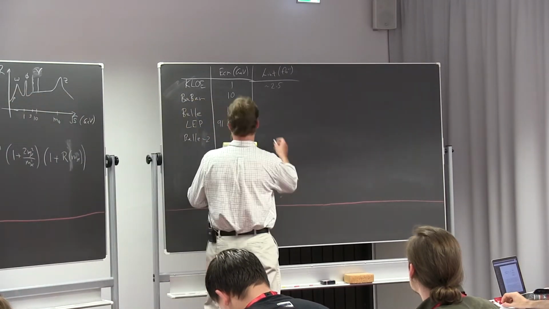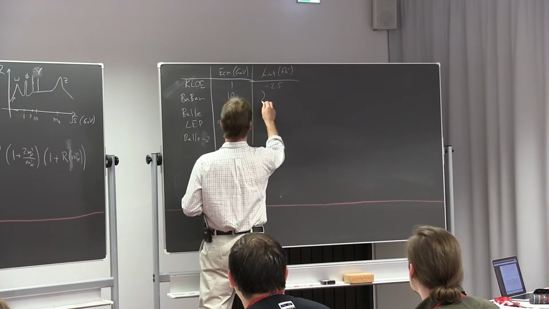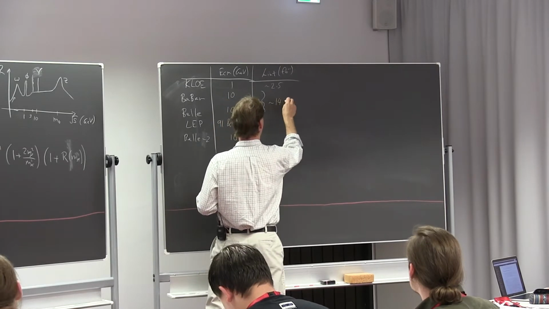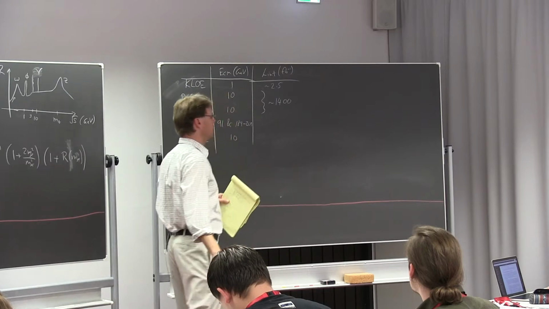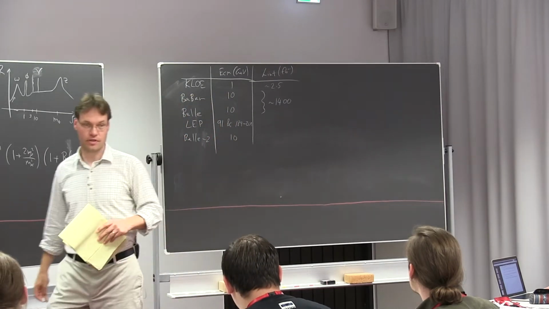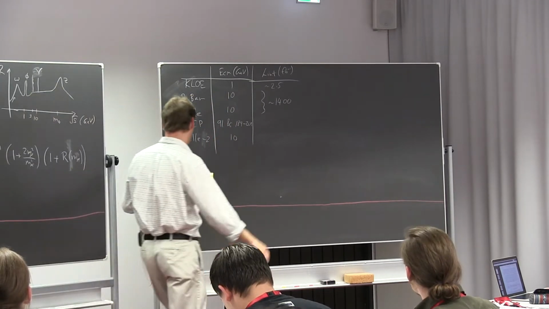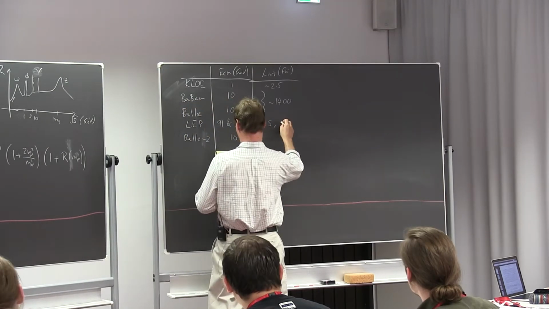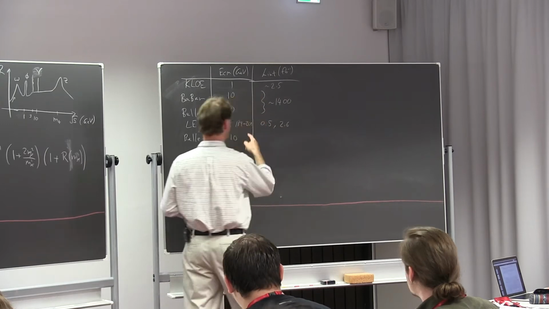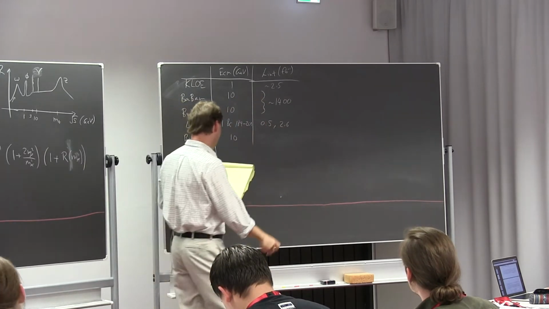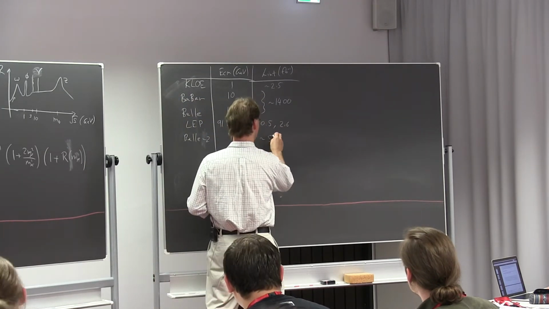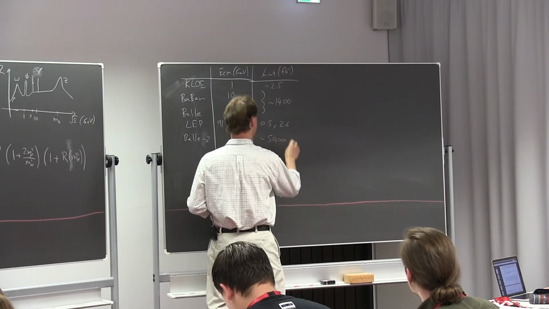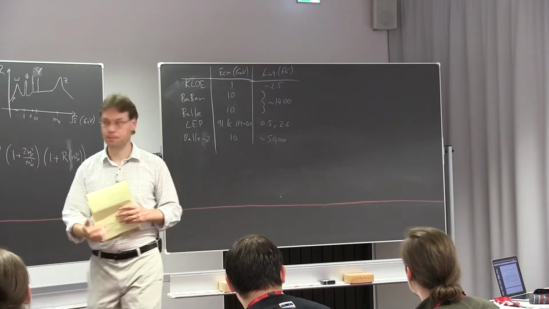And the integrated luminosities are, for BaBar and Belle, the combined one is about 1.4 inverse attobarn, or 1,400 inverse femtobarn. LEP was 0.5 on 91, and 2.6 inverse femtobarn in the other mass range. And Belle 2 will be about 50 inverse attobarn, or 50,000 inverse femtobarn. Okay.